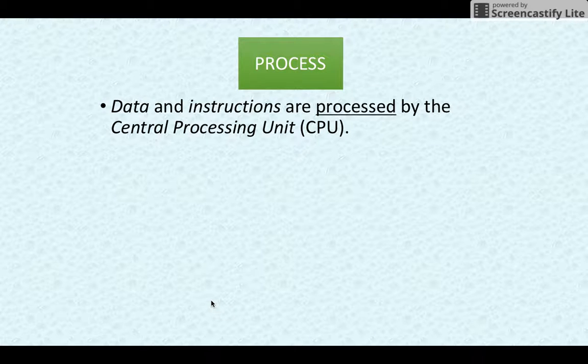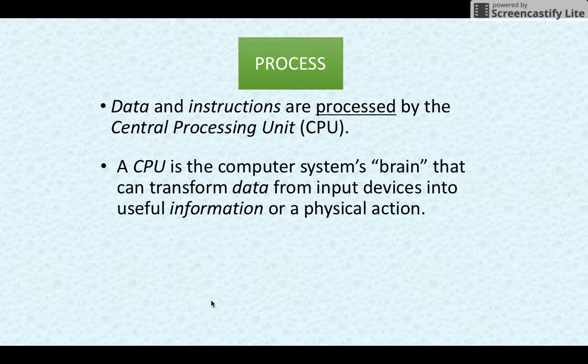So then the next step is that process, and basically data and instructions are processed by the central processing unit, which can also be called the CPU. The CPU is essentially the computer system's "brain", and that's in quotations because obviously computers don't have brains, but that's the best way to describe it, because the brain transforms data from the input device into useful information or a useful physical action.